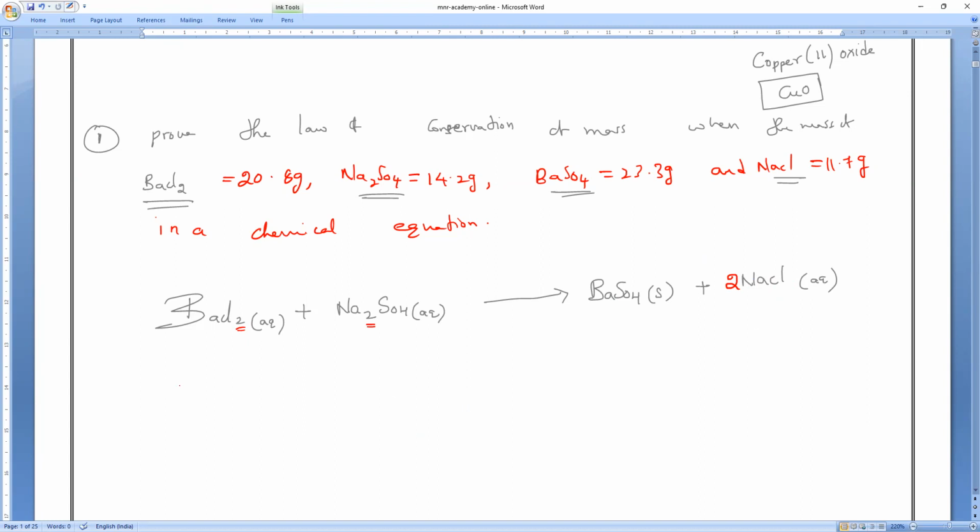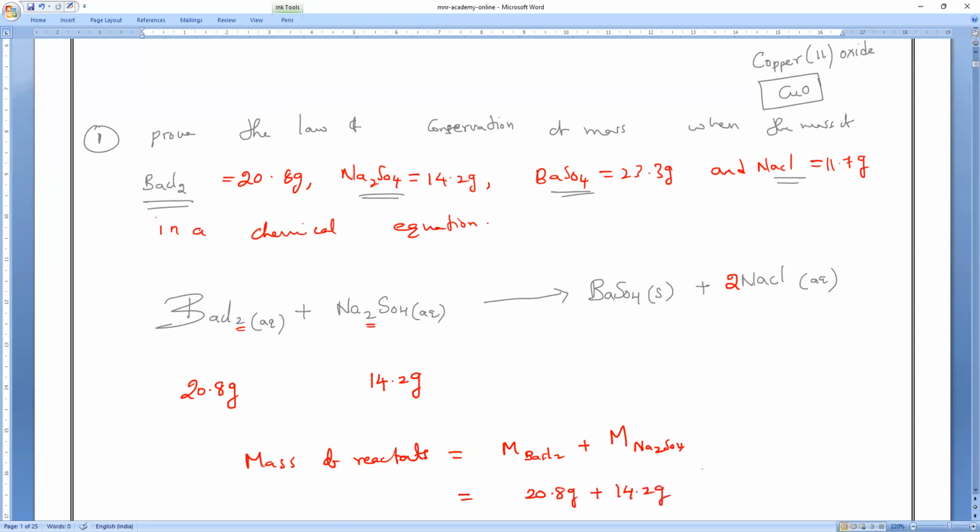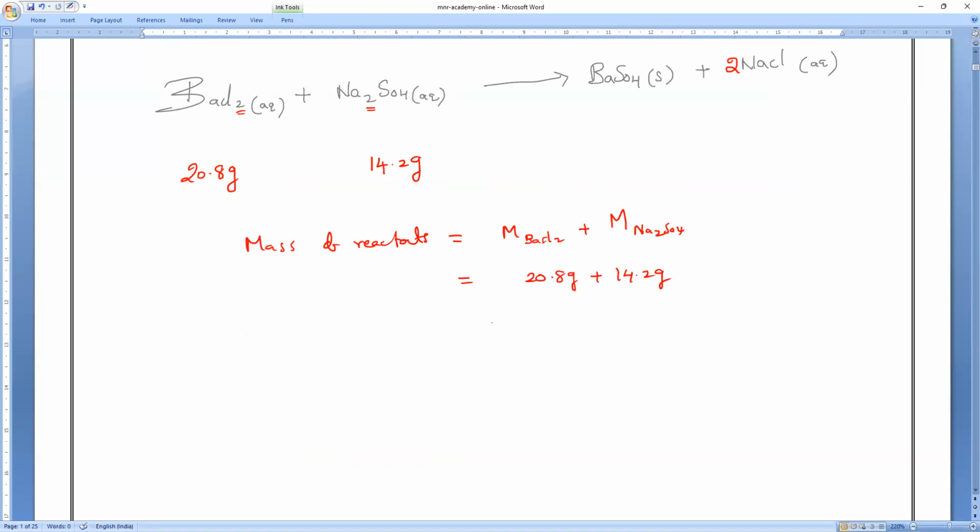So now barium chloride 20.8 grams, sodium sulfate 14.2 grams. So mass of reactants, can you tell me, everybody, what is the mass of reactants? Mass of reactants means what? Mass of BaCl2 plus mass of sodium sulfate. So which equals 20.8 grams plus 14.2 grams, which totals how much? 35 grams. That is the mass of reactants.